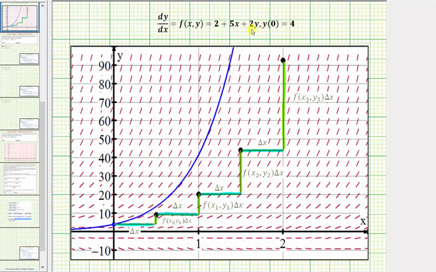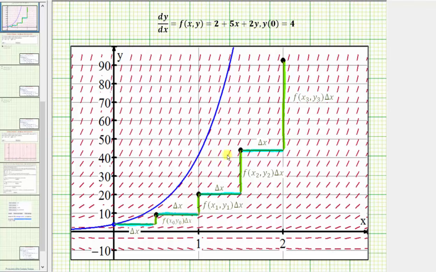The given differential equation generates the red slope field. The initial condition y of 0 equals 4 gives us this first point, which is this blue point, 0 comma 4. Our first approximation was this point here, where to find the x-coordinate of this point, we started with the previous x-coordinate and added delta x, which is this horizontal distance. And then to find the new y-coordinate of this point, we took the previous y-coordinate and added this vertical distance here, which is equal to the product of the slope at this point, which is f of x sub 0 comma y sub 0, and delta x.